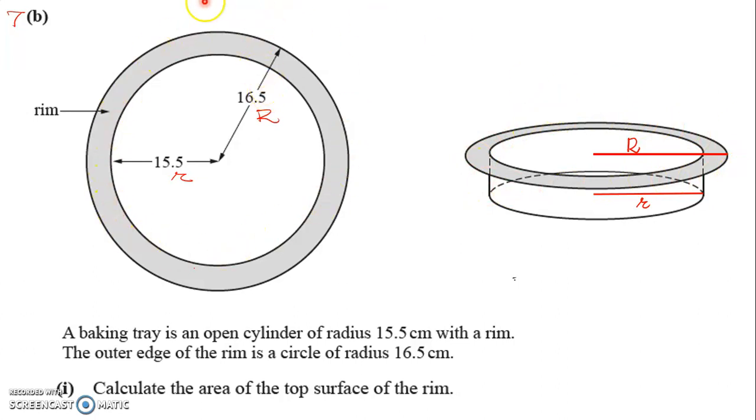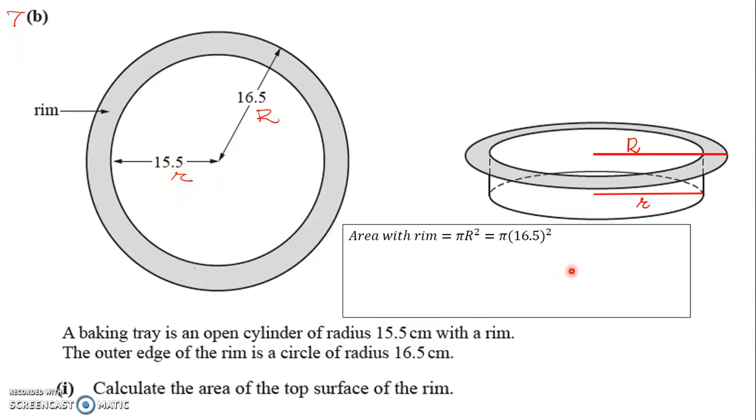This is a separate figure representing the rim, and two radii have been drawn in that. 16.5 is the radius along with the rim, whereas 15.5 centimeters is the radius without the rim. In order to solve this question, in the first step, I have found the area with the rim. I've used the formula for the area of the circle, which is given by pi r square. Here I am taking capital R, which is the radius along with the rim, and I have put the value 16.5.